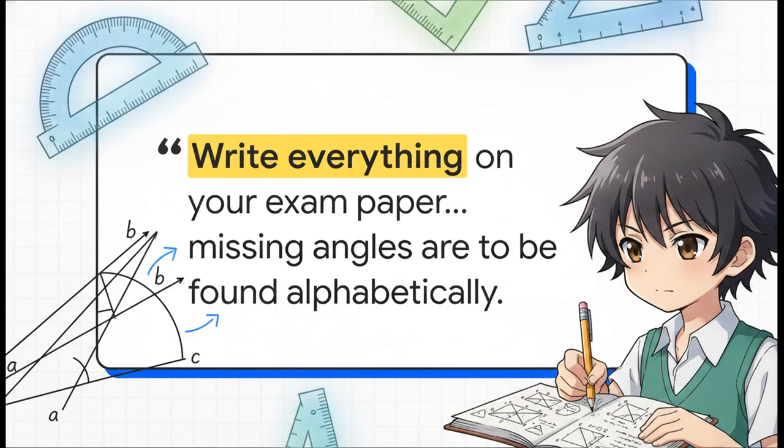And here's the best part. If a question asks for A, B, and C, the examiner specifically designed it so you can find A first, use A to find B, and then use B to find C. It's a really subtle hint to help guide your logic.